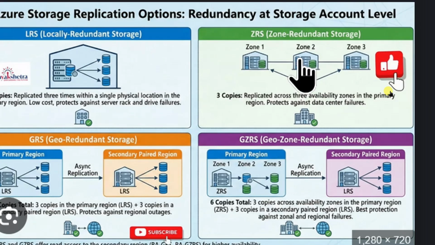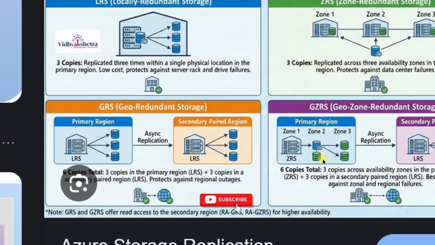And what is GRS? How does GRS work? There are two regions. It will keep the data in two regions, so it is a combination of the earlier options. It will create three copies and store them inside a single availability zone, single region. That means there will be two regions, and inside the first region it will keep the three copies in one availability zone.